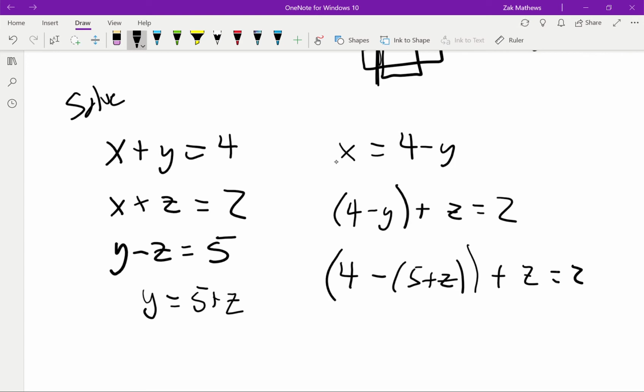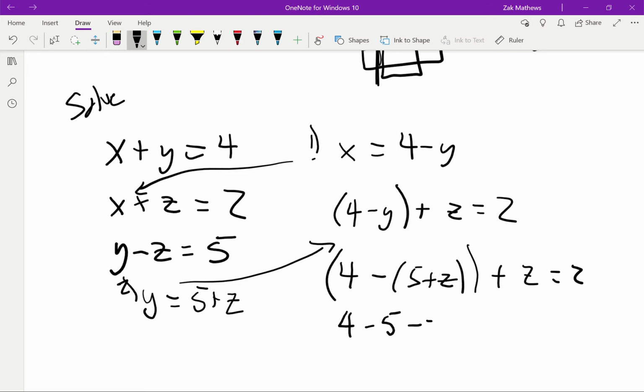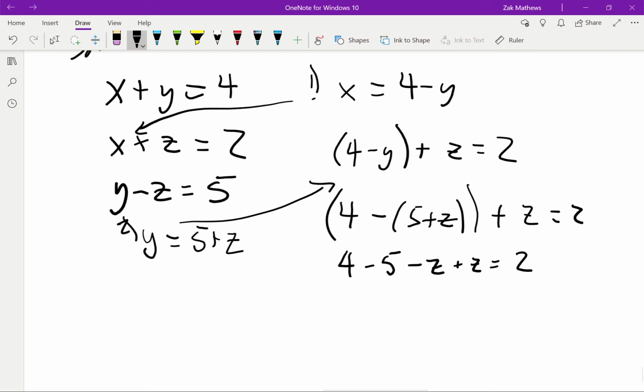So we plugged that into our second equation. We solved for the y. We plugged that into the y of the other equation as well. And so now we have an equation with only z's. I'm going to do a little simplification. 4 minus 5 minus z plus z equals 2. And notice what is happening to my z's. They're eliminating. I have 4 minus 5, which is negative 1, equals 2.